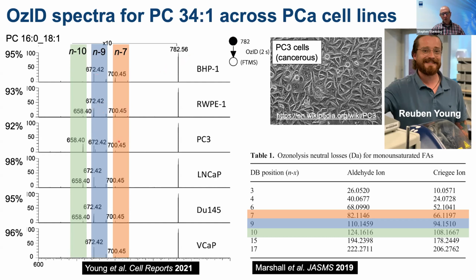But then when we look at this malignant cell line, this PC3 in particular, even in the raw data, we can see this n-10 double bond position, meaning that we've actually got a minimum of three isomers for this one sum composition in this cancer cell line. So it was quite a striking result. We were pretty excited that the technology could reveal that even in the raw data.